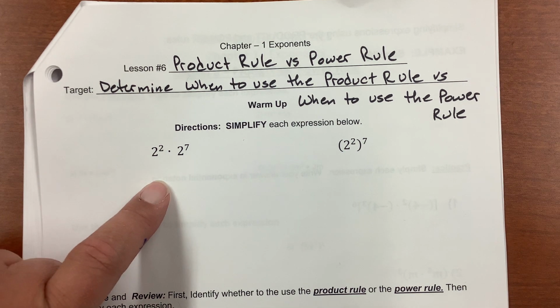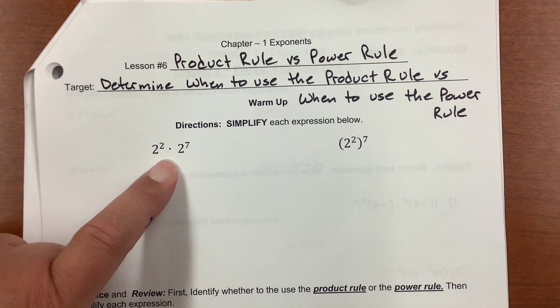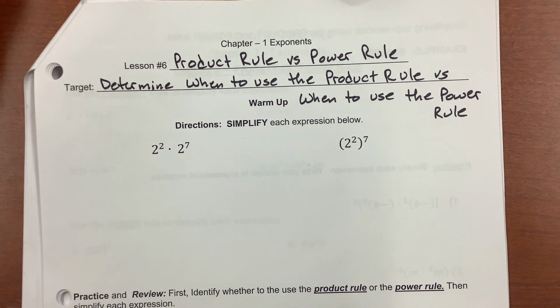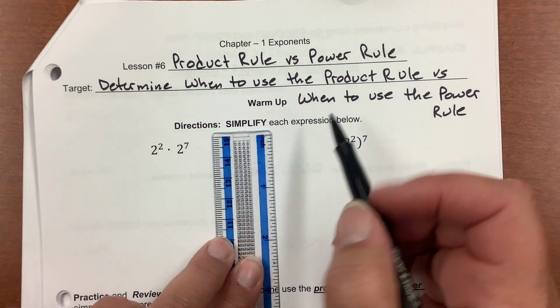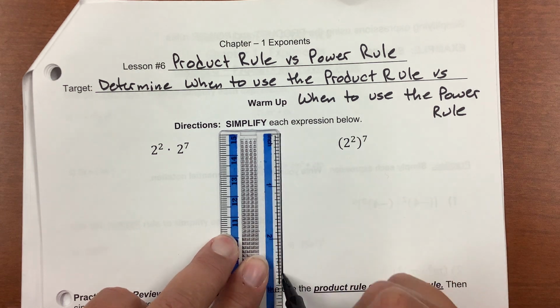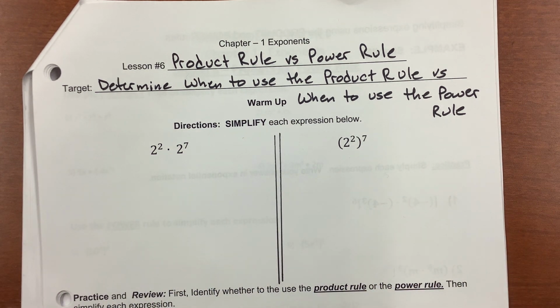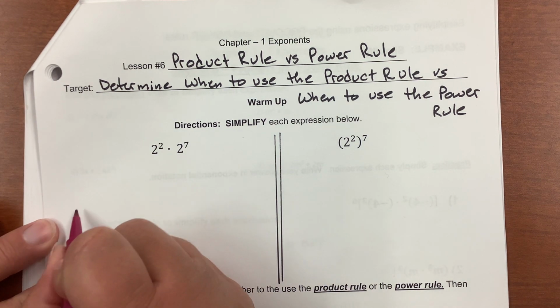I'm looking at this problem, and the thing that gives me the big hint as to which rule to use is that big dot there. That dot tells me that this is multiplication. And when you're multiplying, you're going to use the product rule. That's what multiplication is. It's finding a product. So I'm just going to divide these two problems up with a little double bar here so that my notes don't end up into each other. And I'm going to use the product rule.